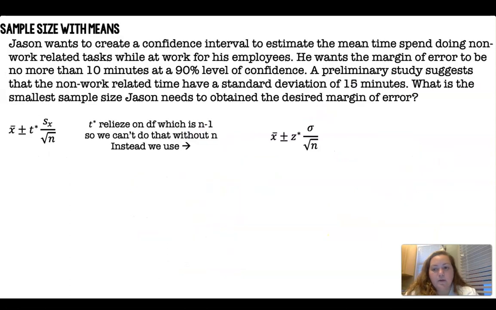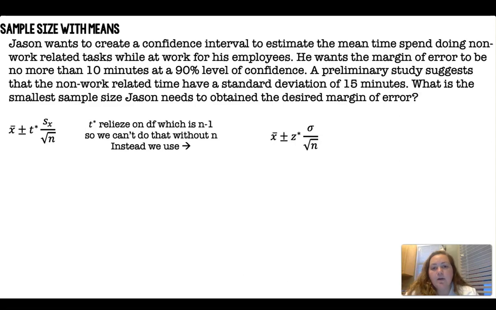All right, the next one, sample sizes with means. Jason wants to create a confidence interval to estimate the mean time spent doing non-work related tasks while at work for his employees. He wants the margin of error to be no more than 10 minutes at a 90% confidence interval. A preliminary study suggests that non-work related time has a standard deviation of 15 minutes. What is the smallest sample size Jason needs to obtain the desired margin of error?